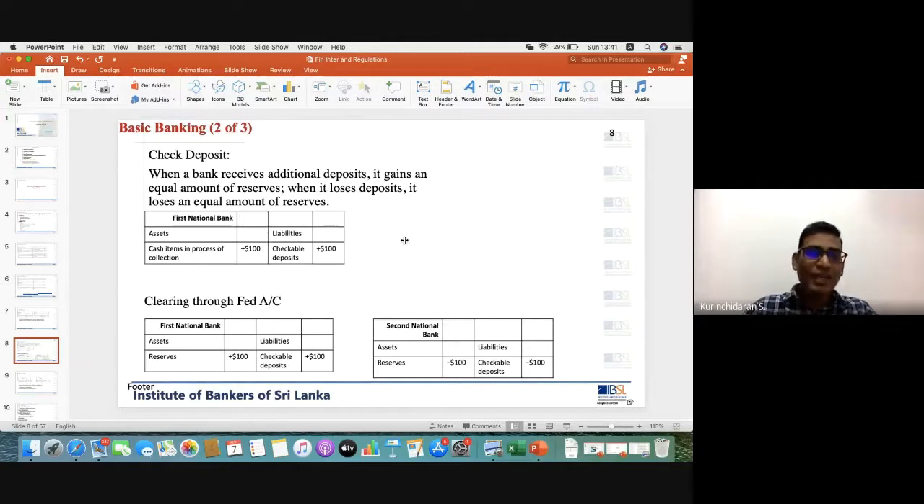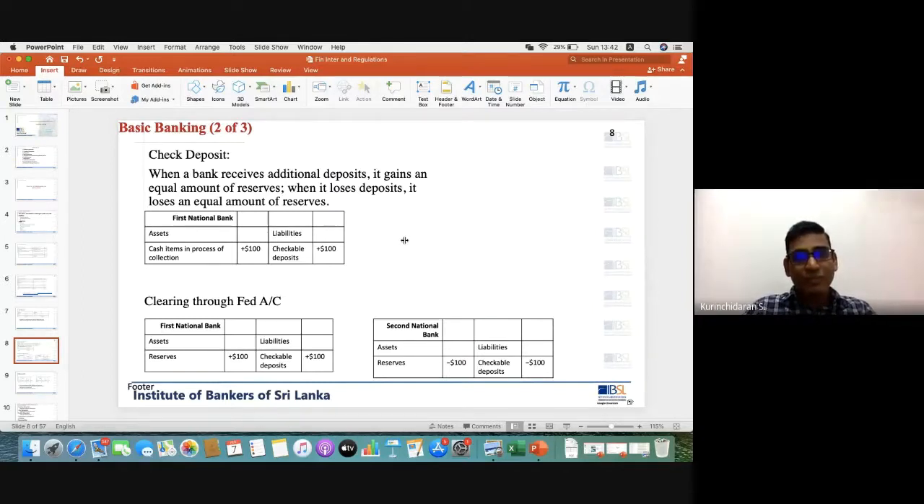So let's assume First National Bank got a check deposit, which might be written by a Second National Bank. So you always have an entry called cash items in the process of collection, because the check has to be realized, since it's a check from Second National Bank. You have to wait for some time to realize those checks. Until then, you keep an account as cash items in the process of collection. So on your asset side, cash items in the process of collection would increase, and on the liability side, your checkable deposits are going to increase because somebody has put their Second National Bank check into their checkable deposit account. So you have two entries, double entries like this.